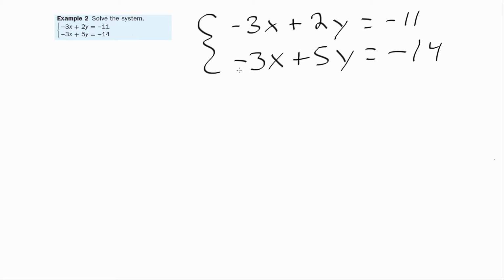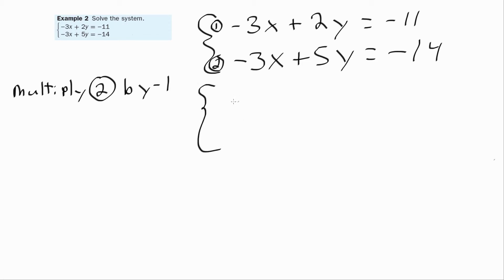So I'm going to multiply one of these whole equations by negative 1. I'm going to number these just as a way of keeping track, so that I can say I'm going to multiply equation 2 by a negative 1. So that's going to be my first step, and I'm going to rewrite my system.